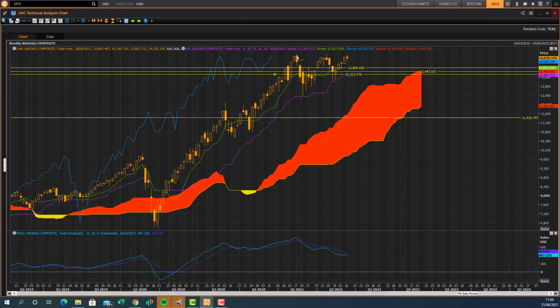But it looks like we've encountered a fair bit of resistance here, the third strike trying to get past that key level. We've got quite a lot of divergence between the price and the MACD, for example. So there was a sell signal in the MACD back here. That's just as a side note.